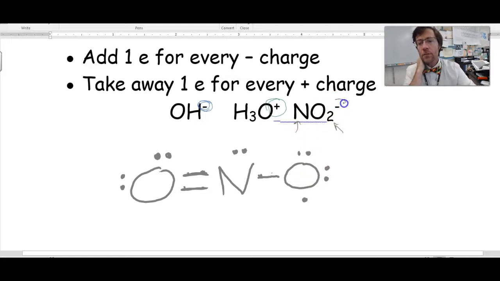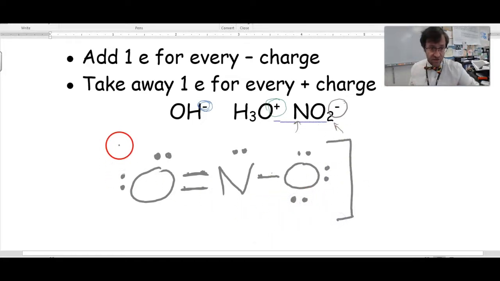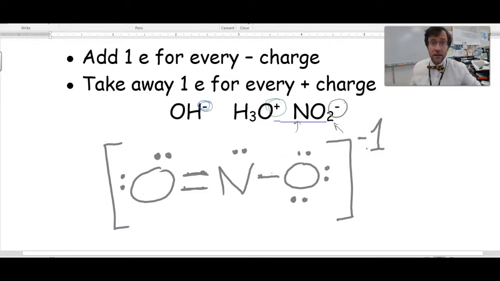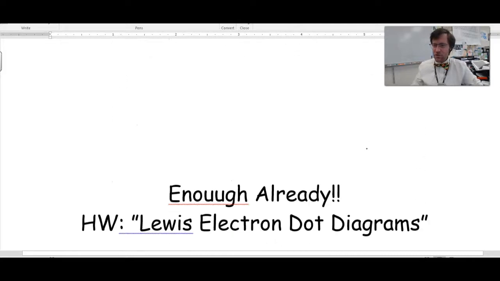Oh, yeah, don't forget. Remember, there's the charge. Where could we put that one electron to make everybody happy? Where? Oh, you're right. Right there. And yes, you're right, don't forget the brackets. Got it. Super easy. Awesome. Let's do more stuff.